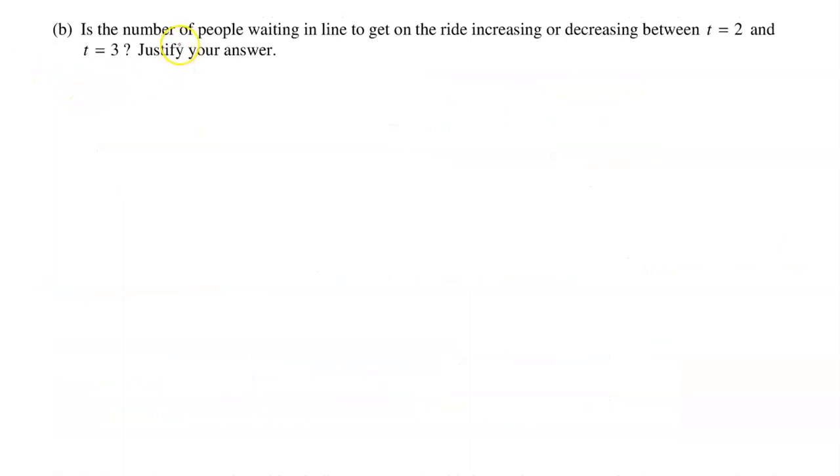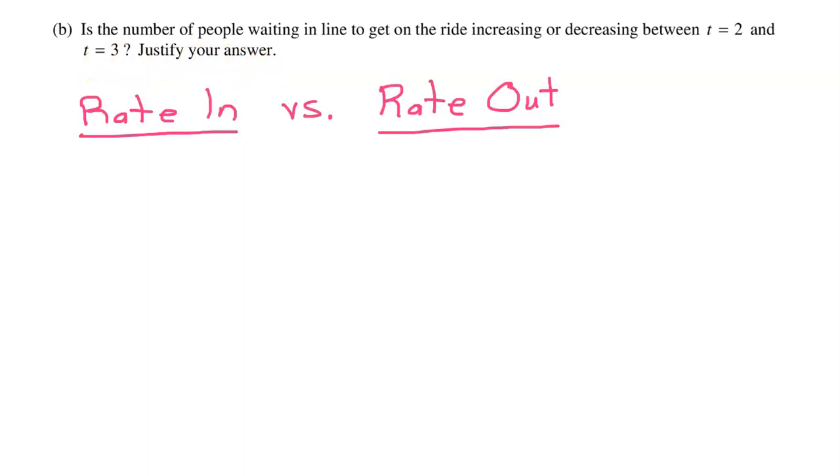Part B. Is the number of people waiting in line to get on the ride increasing or decreasing between t equals 2 and t equals 3? Justify your answer. The easiest way to decide if the number of people waiting in line is increasing or decreasing is to compare the rate in versus the rate out.